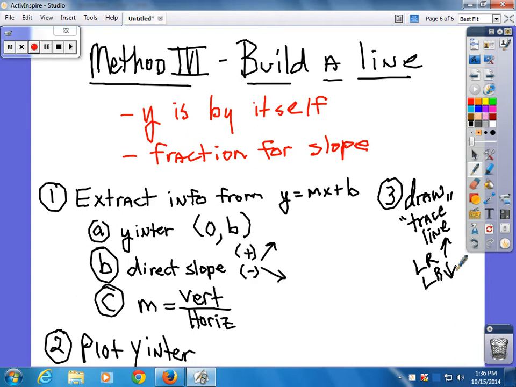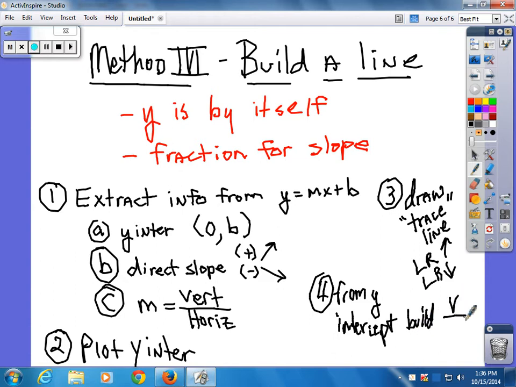And then, number 4, from the y-intercept, build using vertical over horizontal. Now all this is on your sheet, so you don't have to rewrite it. It should be all on there. It may be in a different order, but it's the same concept. So let's look at one.